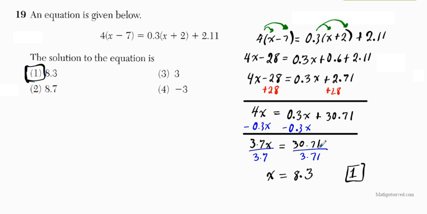To get x isolated, you divide both sides by 3.71. Just plug this into your calculator. You get 8.277. When you round it to the nearest tenth place, your answer will be option number 1.